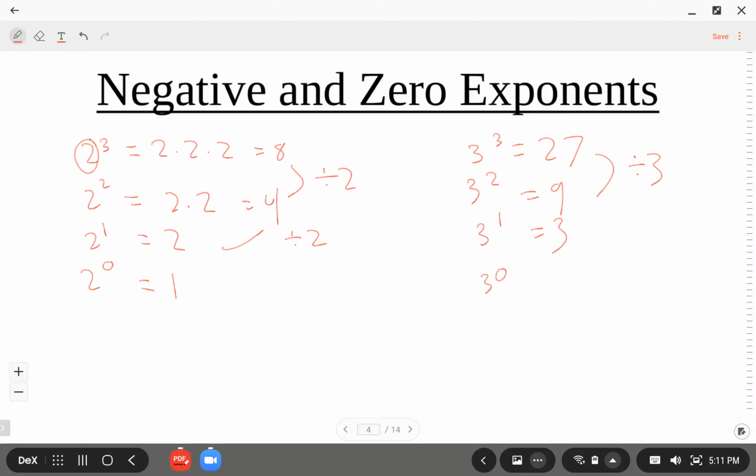And 3 to the 0th, divide by the base. It's still going to be 1. Okay, so that is how you prove that anything to the 0th power equals 1. So that is basically 0 exponents.